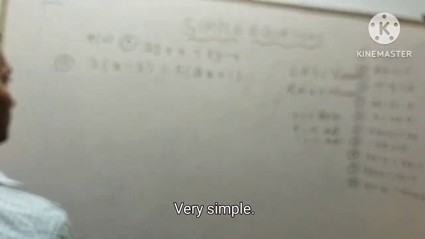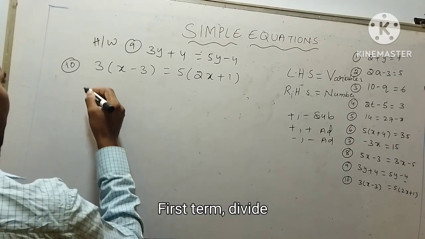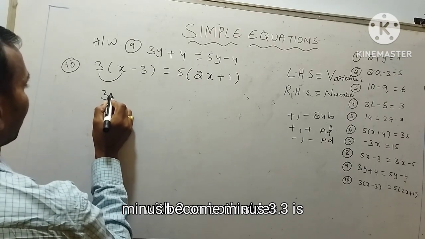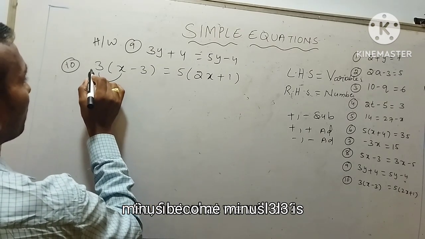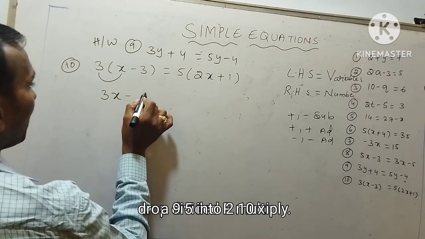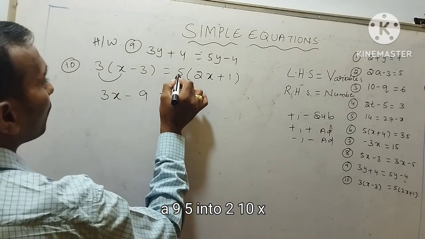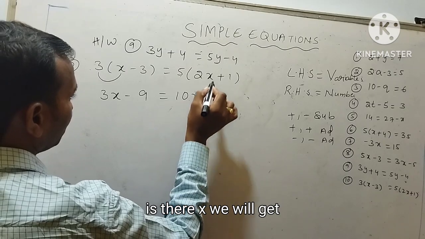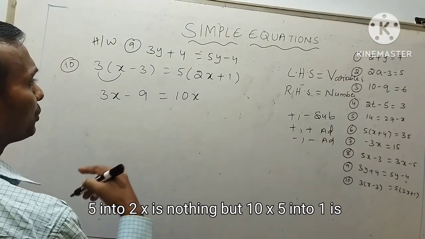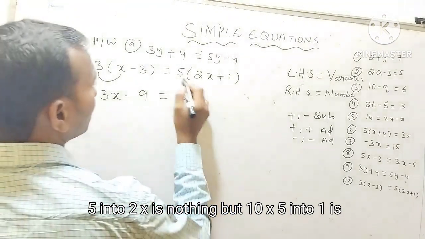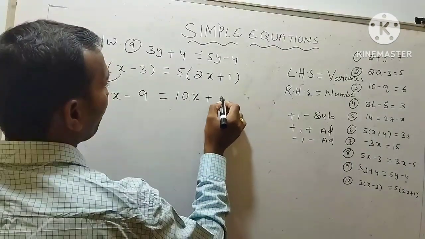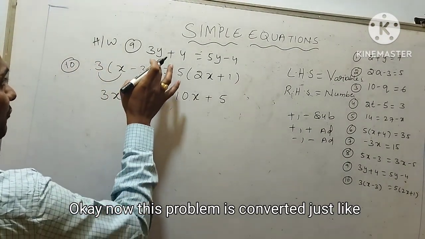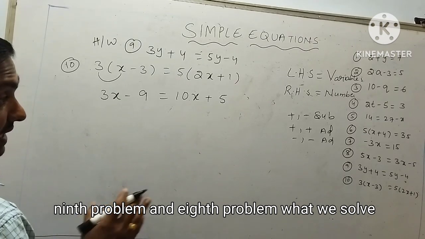Very simple. First, we multiply 3 into x. 3x, plus into minus becomes minus. 3 3s are 9. 5 into 2x is nothing but 10x. 5 into 1 is nothing but 5. Okay, now this problem is converted just like 9th problem and 8th problem.